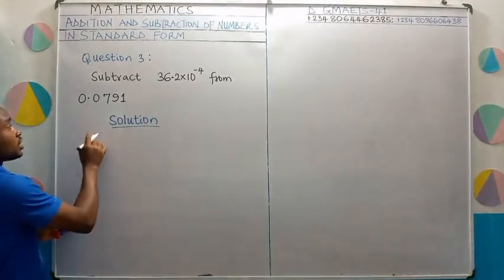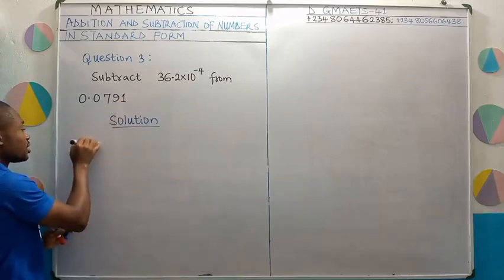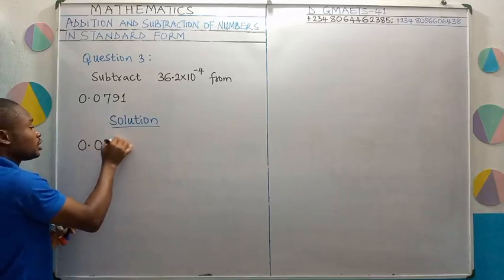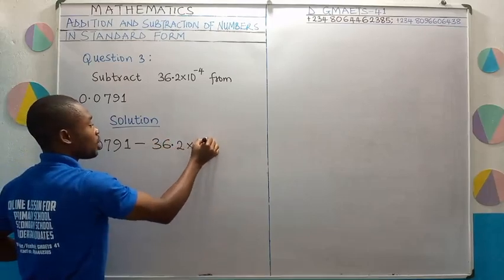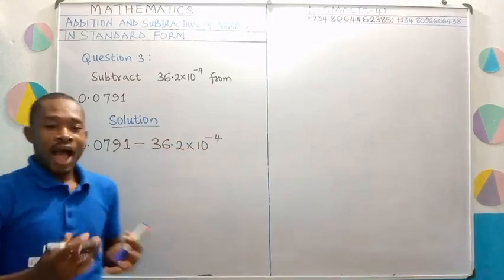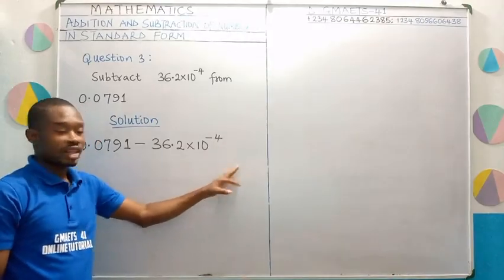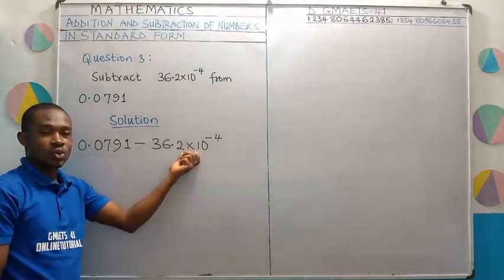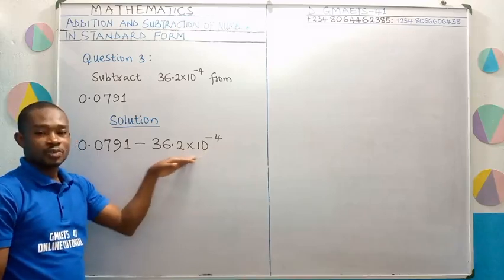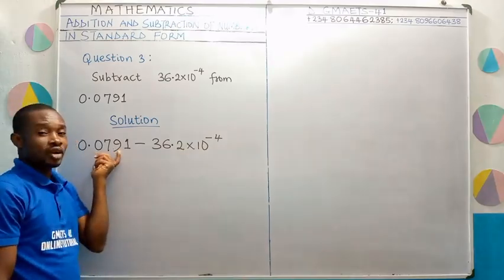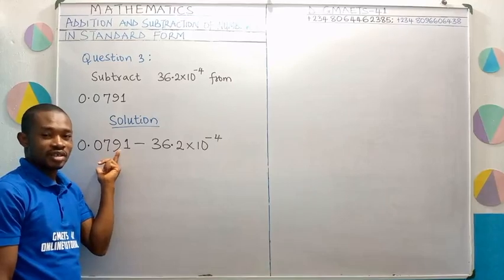The question given to me is to subtract this number from this. Mathematically, we write it as 0.0791 minus 36.2 times 10 raised to the power minus 4. I would like to solve it so that both numbers will have times 10 raised to the power minus 4. Now this one is already in times 10 raised to the power minus 4. But this is an ordinary number, which is the same as times 10 raised to the power 0. You know that, isn't it?